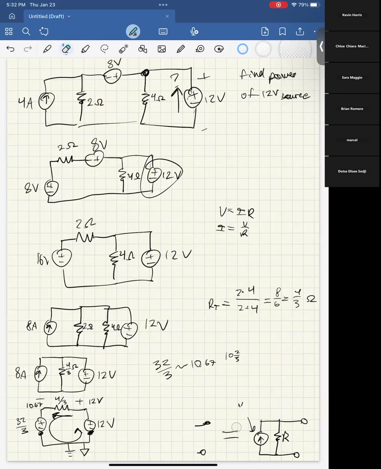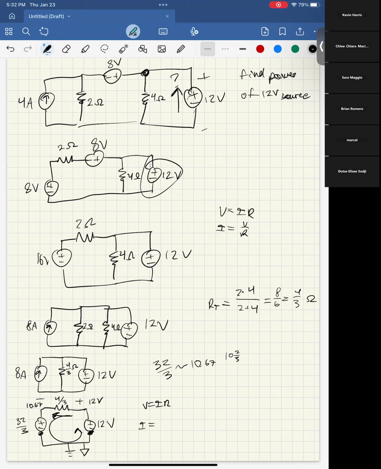I'm running out of space here. I did not manage my space very well at all. So what will be the current? V equals IR, so I equals V over R. The voltage across this resistor is 12 minus 10.67, and the resistance is 4/3. So this is 4/3 over 4/3. Wow, crazy how the numbers work out sometimes. And this would be 1 amp. And it's 1 amp going this way, because that's the direction of the voltage drop.